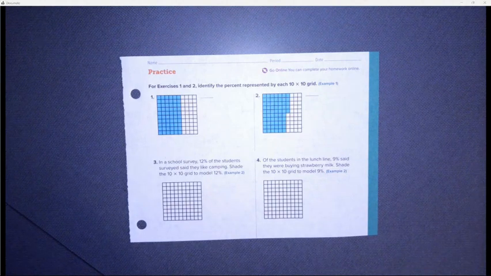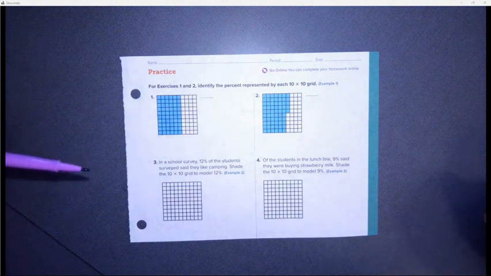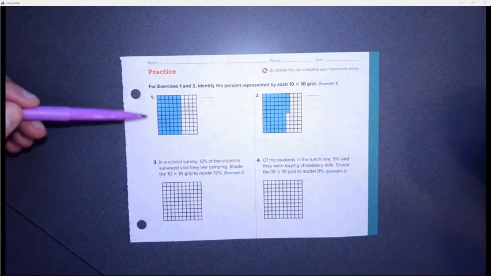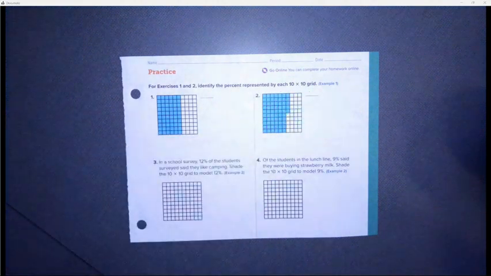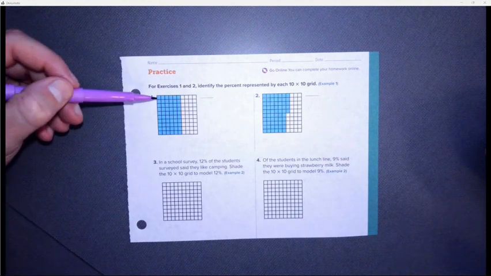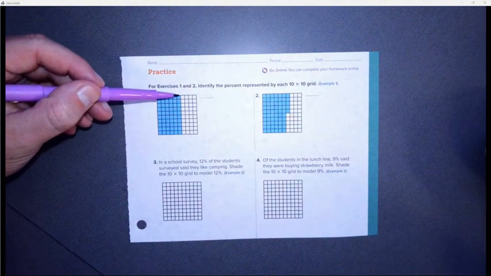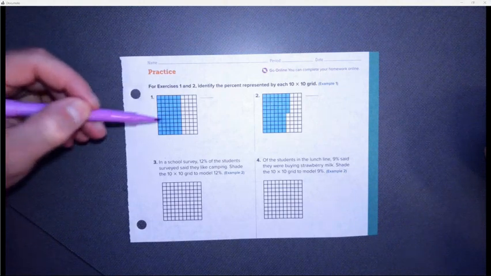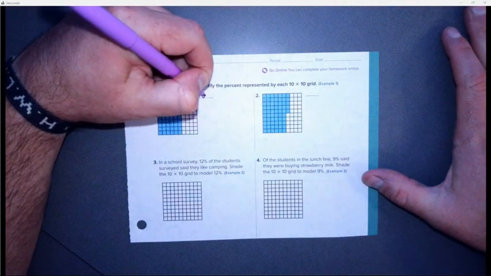Now, let's look at page 91 at some of the practice problems and apply what we've learned through lesson 2.1. Number 1 shows me a grid, and it asks me to identify the percent represented by each 10 by 10 grid. And this refers back to example 1. So we see we have 1, 2, 3, 4, 5, 6 full columns. We knew that each column represented 10%, so if we have 6 full columns, we know this is 60%.